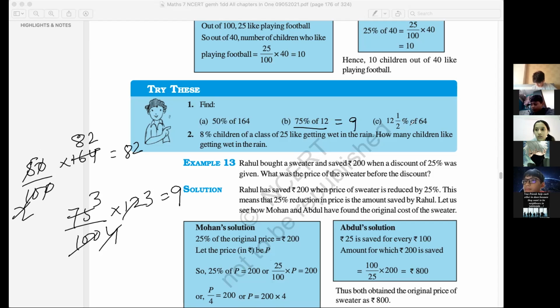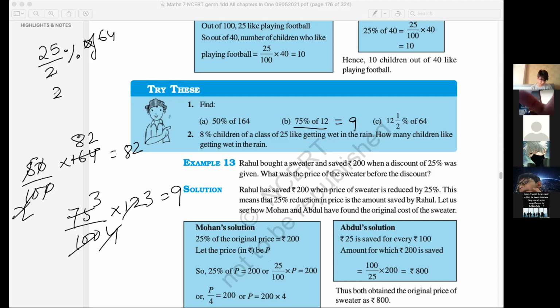Now 12.5%. Convert it. How will you do this? 12.5 is what? 25 by 2% into 64. Now 25 by 2 you have to divide by 100. You know how to divide by 100? Ma'am, 12 twos are 24, 24 plus 1 is 25. Half is 1.